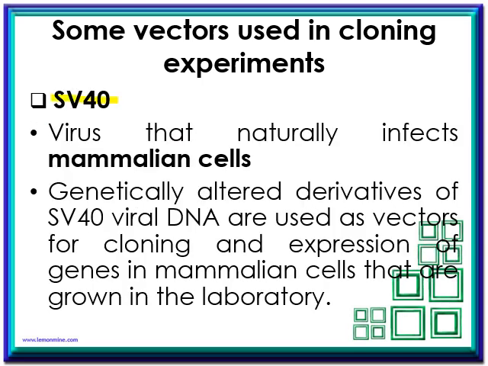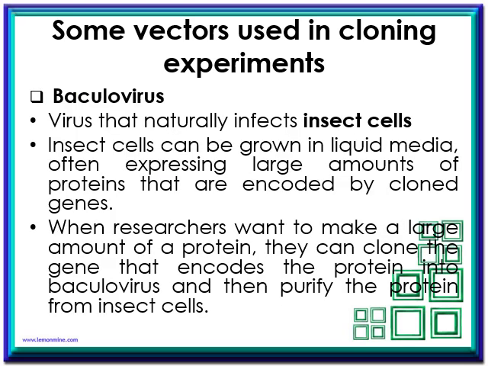SV40, another viral vector, naturally infects mammalian cells. So it is used for cloning and expression of genes in mammalian cells that are grown in the laboratory. We also have baculovirus, a virus that infects insect cells. It can be grown in liquid media, often expressing large amounts of proteins that are encoded by a clone.